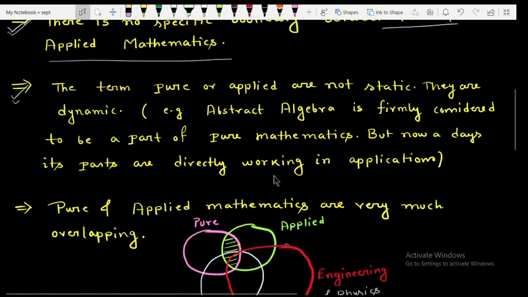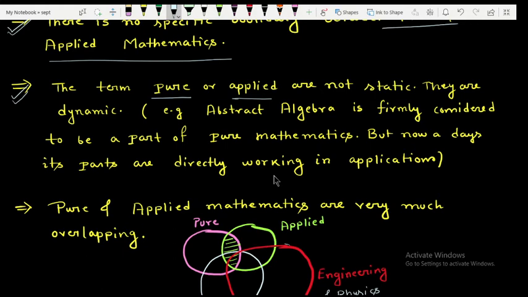Now another point is the terms pure or applied are not static. That means one part is considered as pure mathematics, then in the near future it can be applied in the physical world, so that it will be turned into applied mathematics. So the terms pure or applied are not static, they are rather dynamic words. That means what is pure in the current scenario can, after a certain time, be transformed into applied mathematics. So this possibility is there.